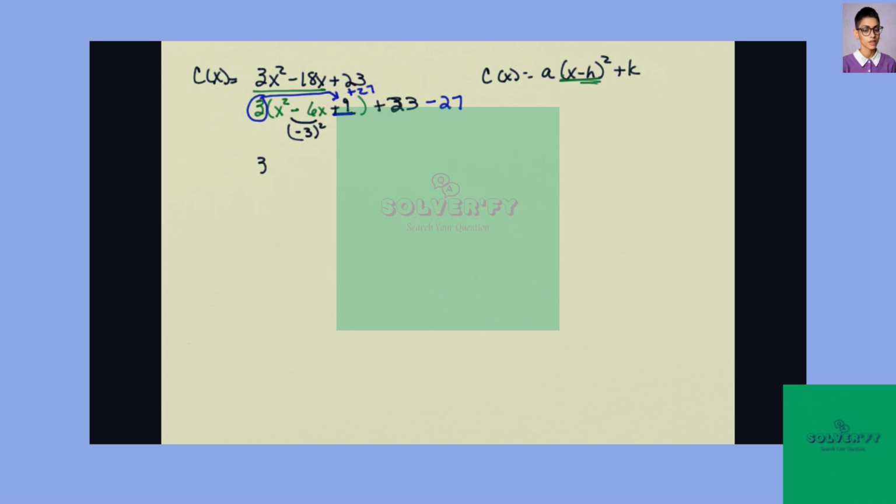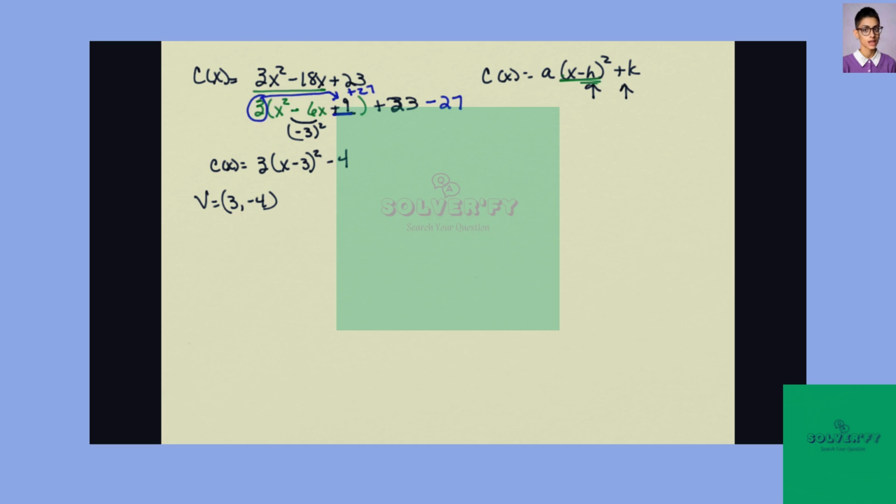So I'm going to have 3 times (x minus 3) squared minus 4. There we have it in our vertex form. So now it wants to know, what is the vertex? Our vertex is (h, k), so that means our vertex is going to be (3, negative 4).